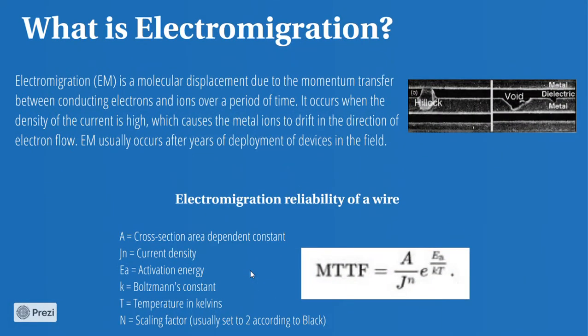What is electromigration? Electromigration is a molecular displacement due to the momentum transfer between conducting electrons and ions over a period of time. It occurs when the current density is high, which causes the metal ions to drift in the direction of electron flow. It usually occurs after years of operation of the device in the field.